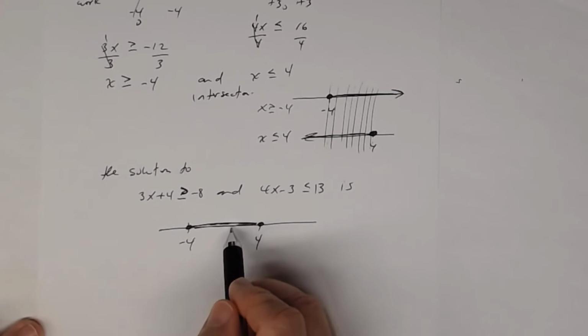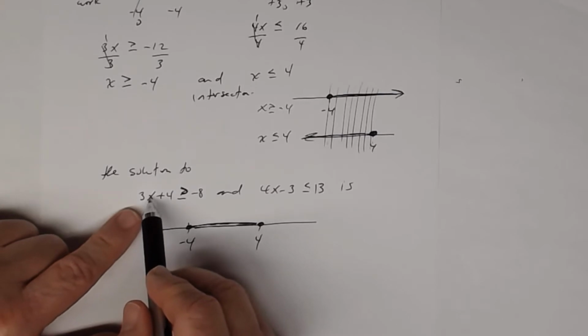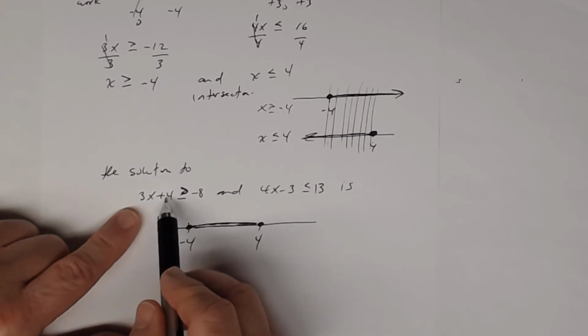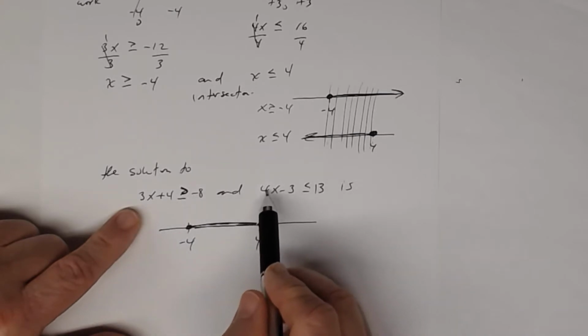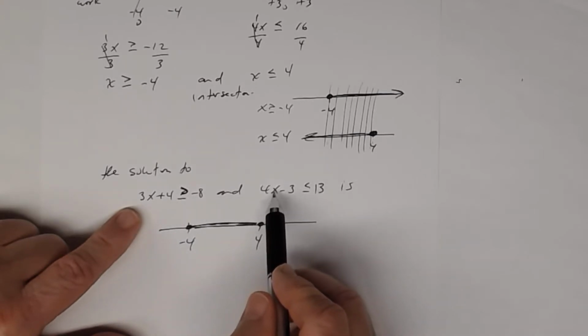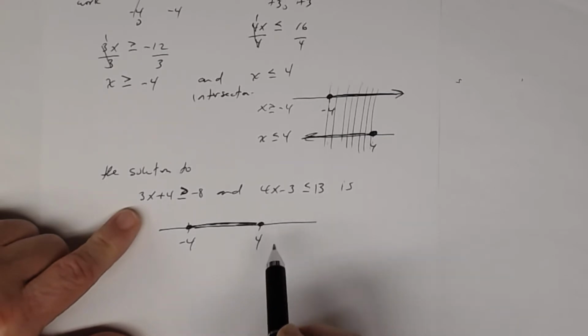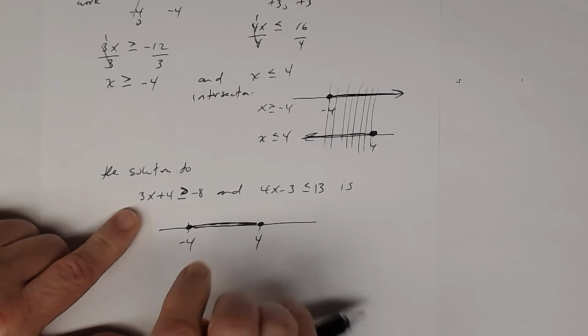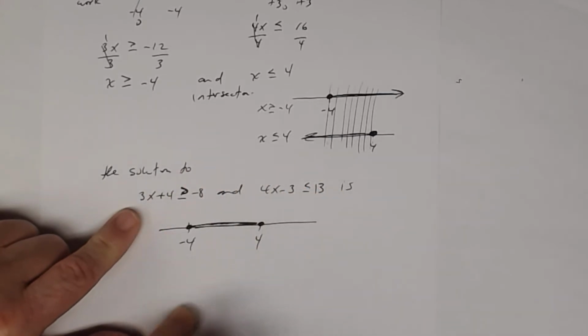So let's say you pick 2. 2 is in here, right? Let's pick 2. Let's see what happens. 3 times 2 is 6. 6 plus 4 is 10. Is 10 greater than or equal to -8? Yes. Let's check this one. 4 times 2 is 8. 8 minus 3 is 5. Is 5 less than or equal to 13? Yes. So that's why 2 is a solution, because 2 satisfies this and this at the same time.